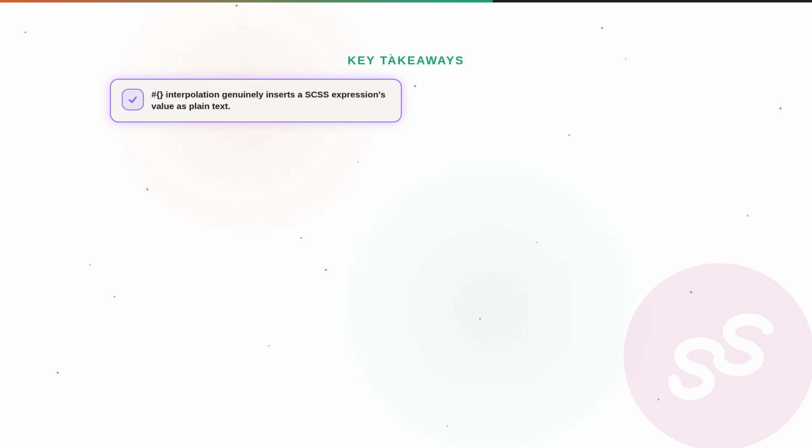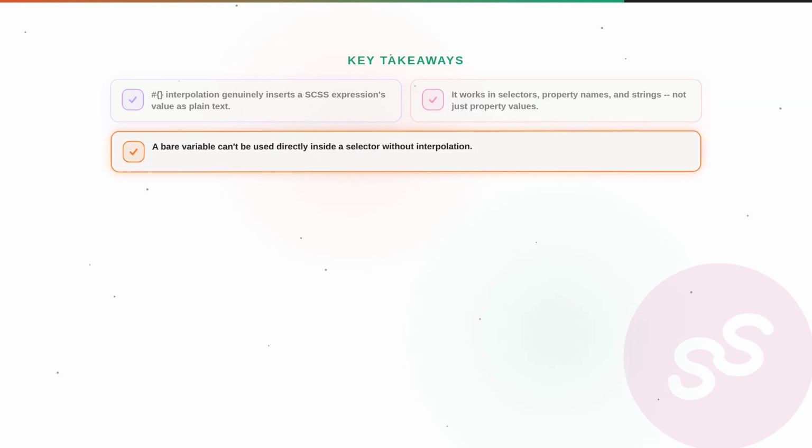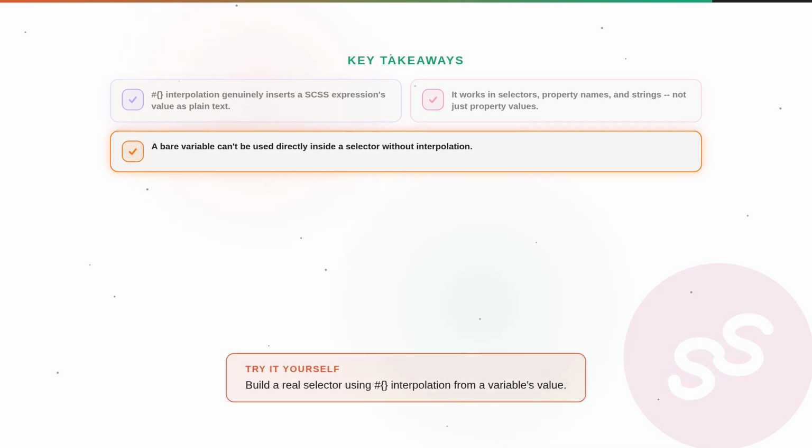Interpolation genuinely inserts a SCSS expression's value as plain text. It works in selectors, property names, and strings, not just property values. A bare variable can't be used directly inside a selector without interpolation. Build a real selector using interpolation from a variable's value.